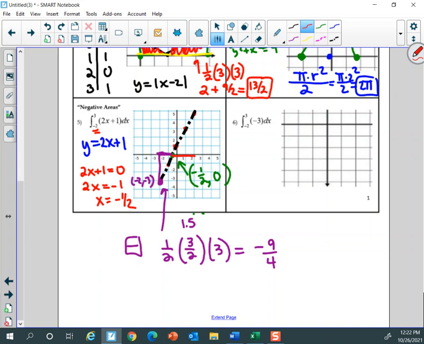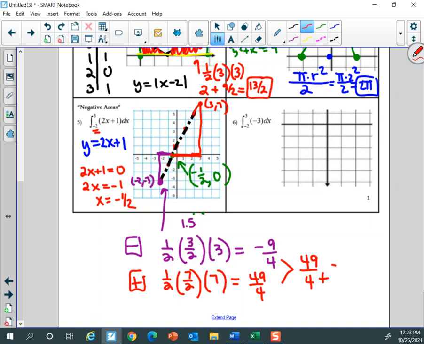Now this piece, I'm going up to 3. At 3, this is going to be up at 7. So the positive triangle is 3.5 across. So 1/2 times 7/2, because it's 3 whole units and another little half, times 7. So that's going to be 49/4. So the total value of the integral is going to be 10.